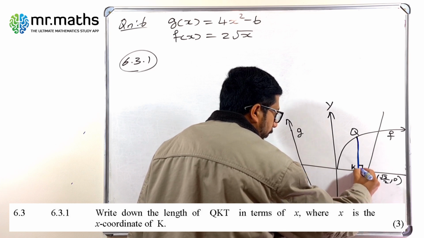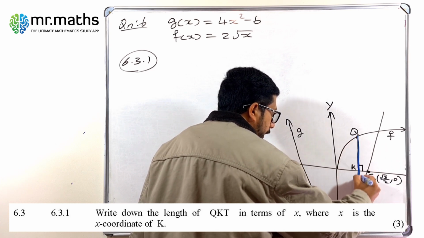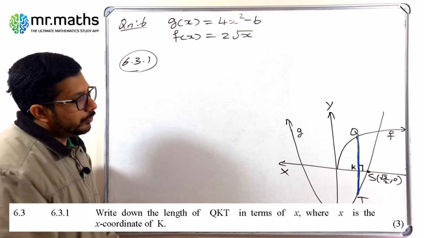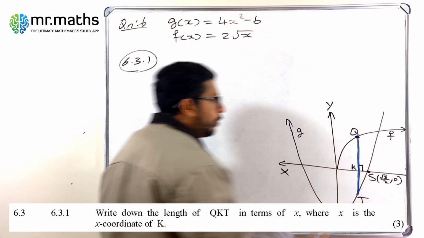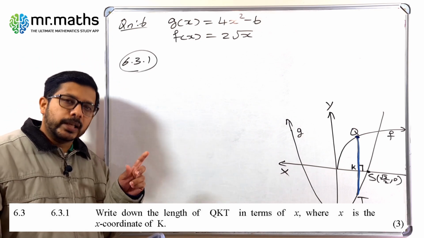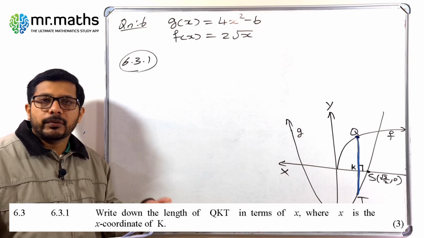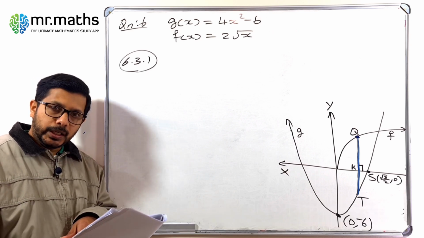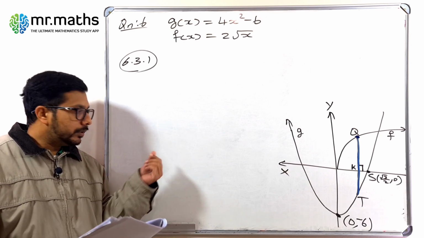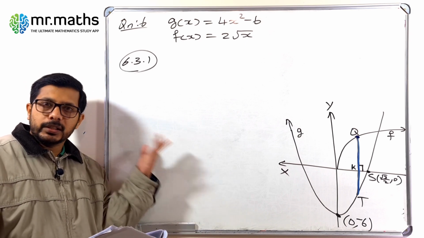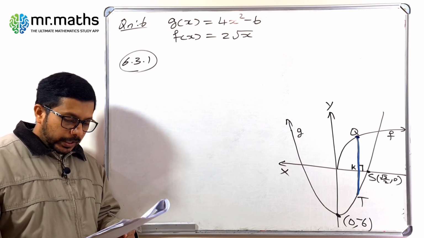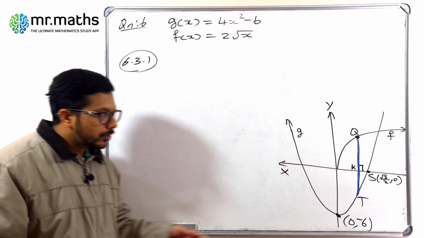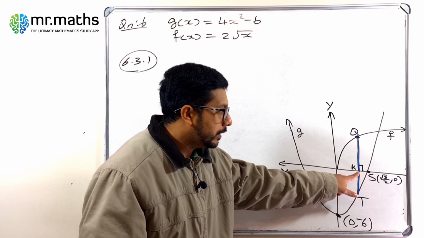This is our line QKT. Now how can you find the length of QKT in terms of x? You don't want to find the exact number of units, 5 units, 7 units, not like that. Look at that question: QKT in terms of x. It is enough to write in the answer, if there is x, it's fine, that is what they want. Where x is the x coordinate of K. K is on the x-axis.